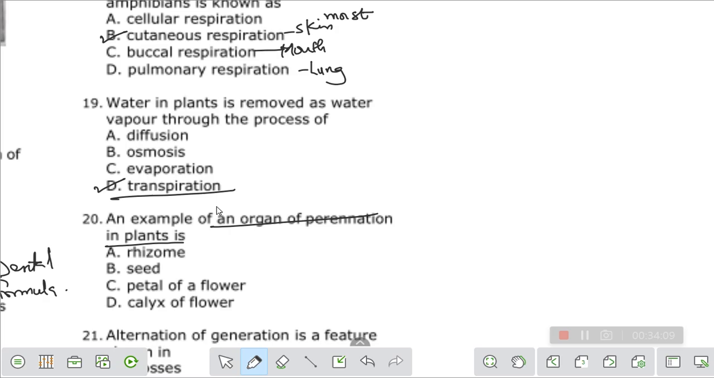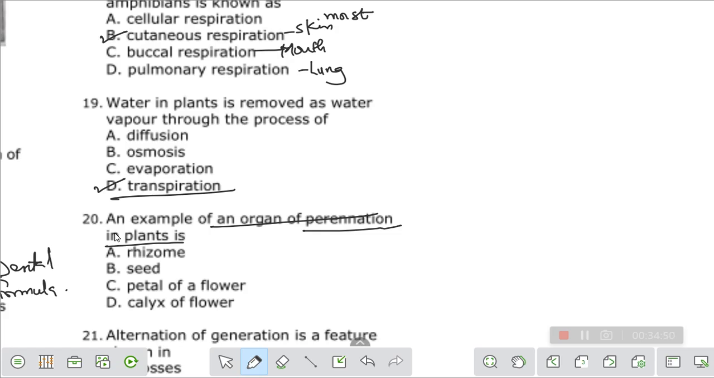Is it the rhizome? Is it the seed? Is it the petal of a flower? Is it the calyx of the flower? Don't forget, when I was teaching you, I told you petal and calyx, or corolla, are not essential parts of flowers because they are not involved in fertilization. Flowers can still reproduce without the petals, because they are not essential parts.